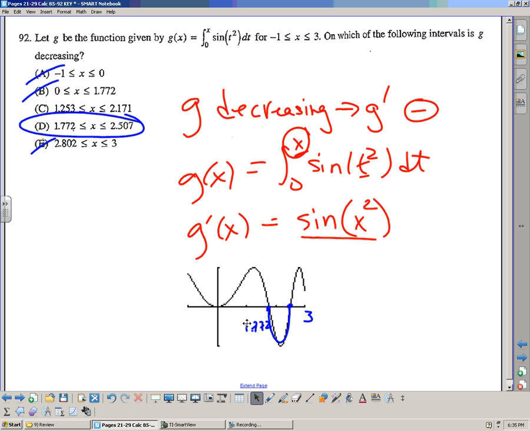I thought these were pretty straightforward for the most part, especially for calculator questions. These are definitely more straightforward. All right, so we're done here.